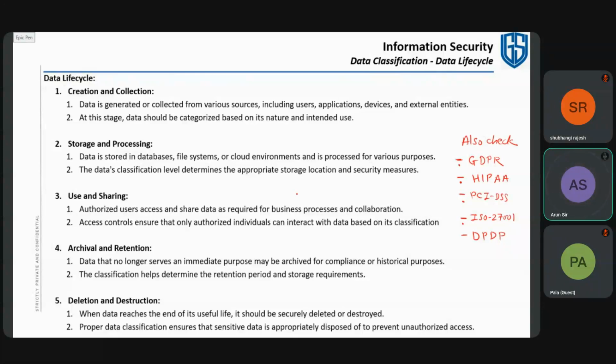And then finally, recently a new thing has come, that is DPDP. This is the data protection for personal data. Whenever we have all these bodies and there is any audit, we have to comply and make sure these things are happening. Some organizations are also going for certification from these bodies for their entire organization.